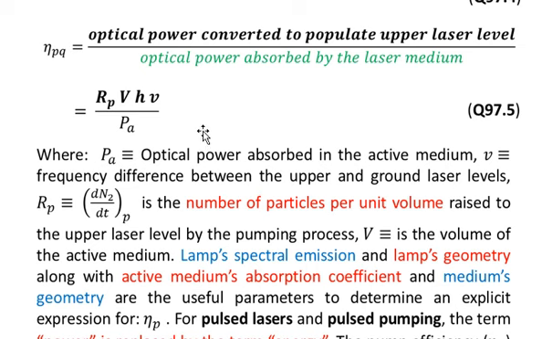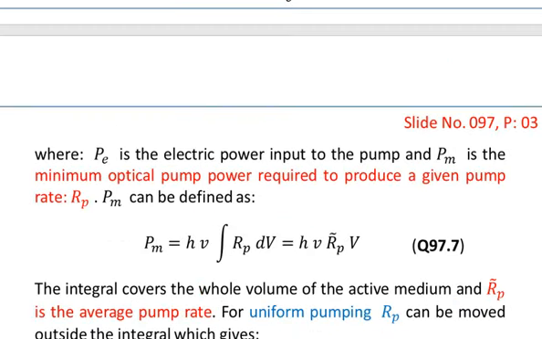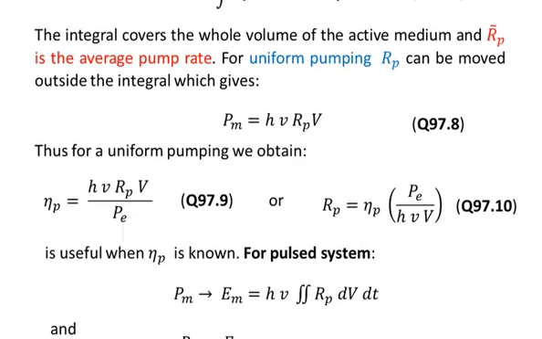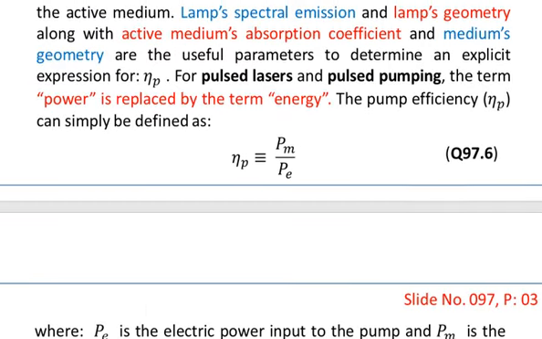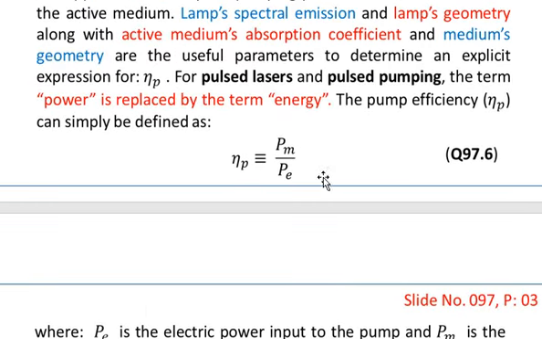You must understand that the numerator in equation number 5 was written assuming that RP is a uniform variable, that is, it's not going to change. So it is the uniform pumping rate. Now you see that for a uniform pumping rate we can obtain eta P, and you know that eta P by definition, as given in equation number 6, is equal to PM over PE.